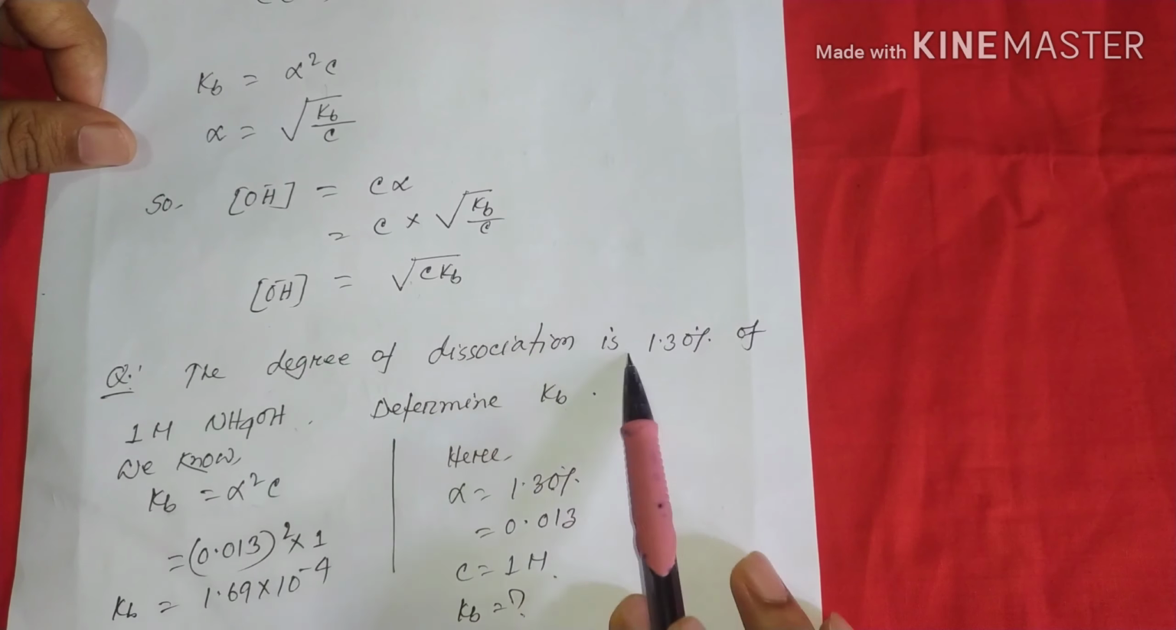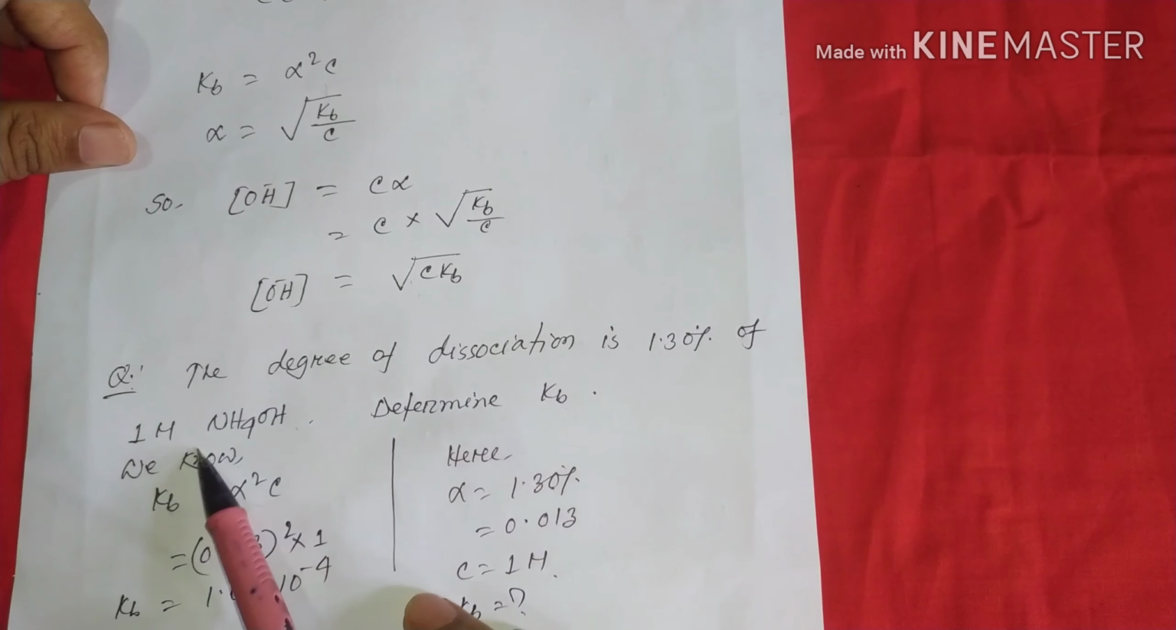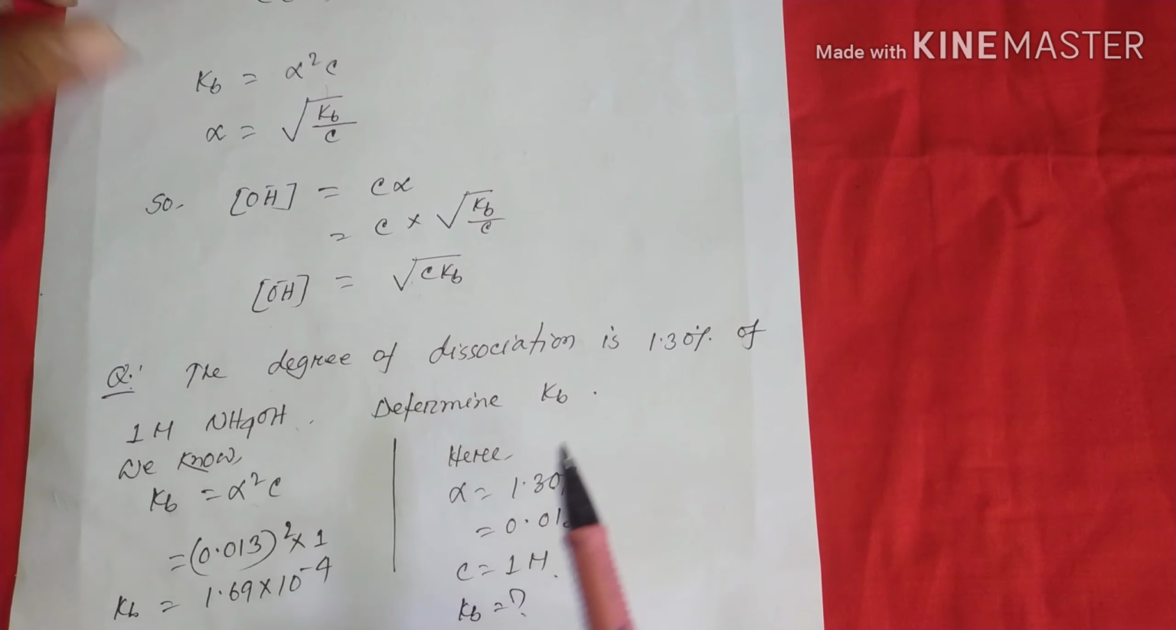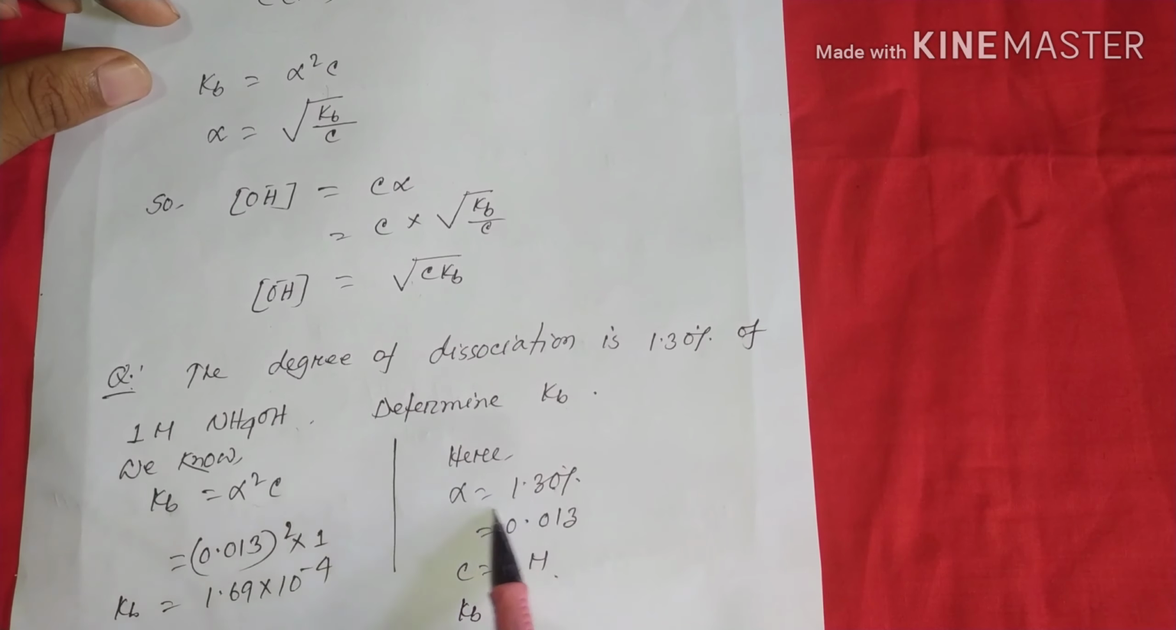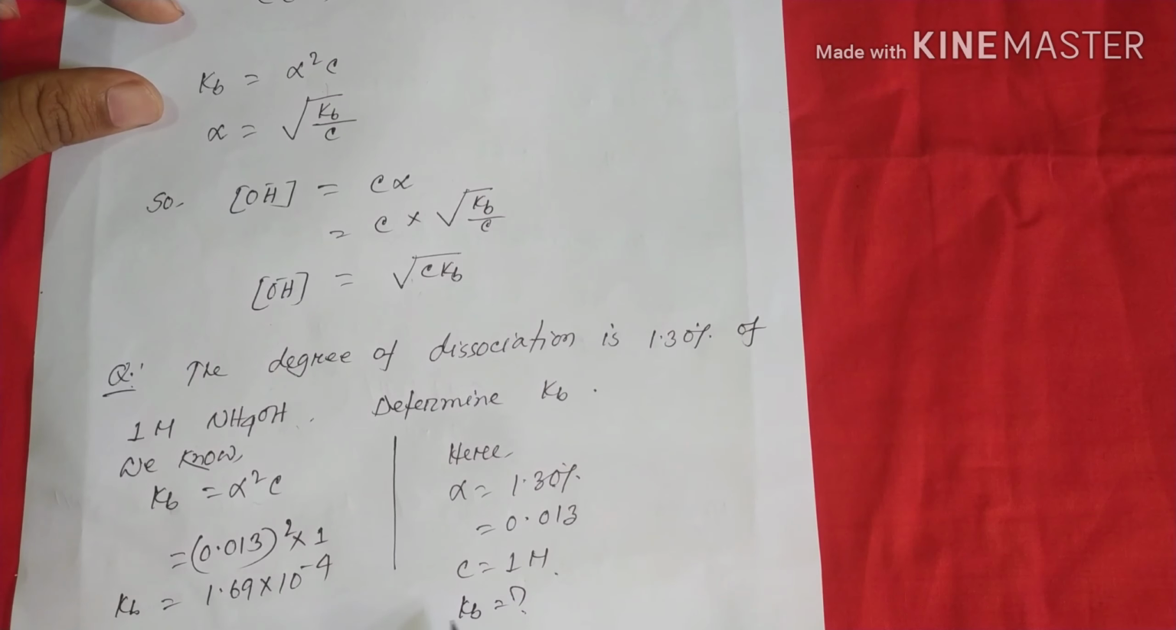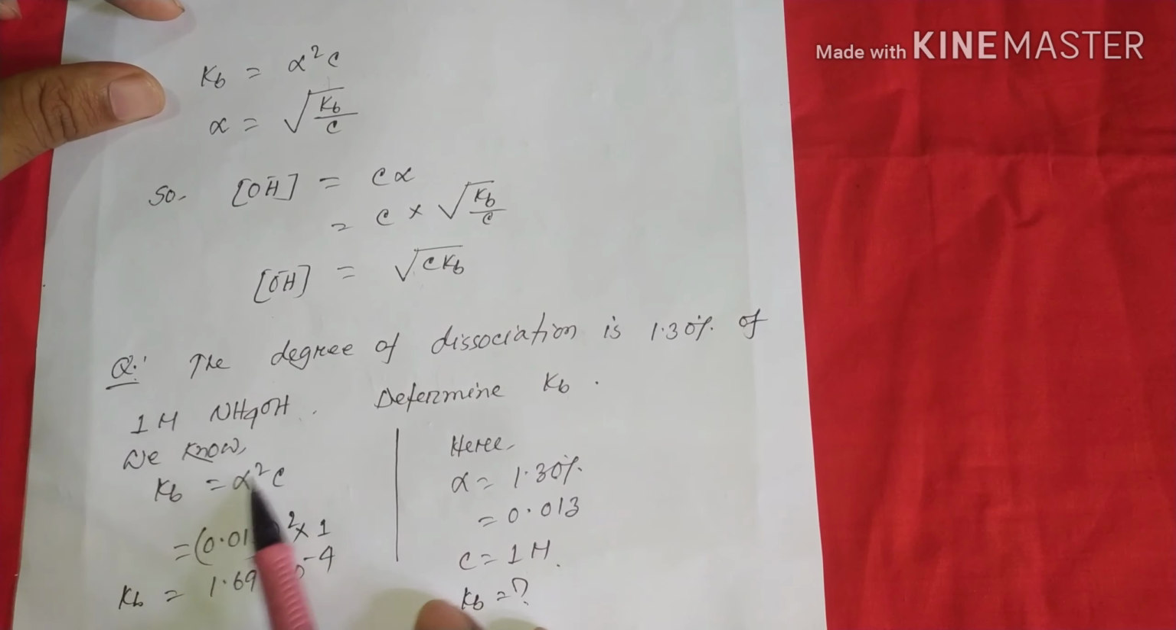The degree of dissociation is 1.30% of 1 molar ammonium hydroxide. Determine Kb. Here given the degree of dissociation 1.30% and concentration 1 molar, and we have to find out the dissociation constant of base Kb. So we know Kb is equal to alpha squared C, putting the value of alpha and C, and we get Kb is equal to 1.69 into 10 to the power minus 4.